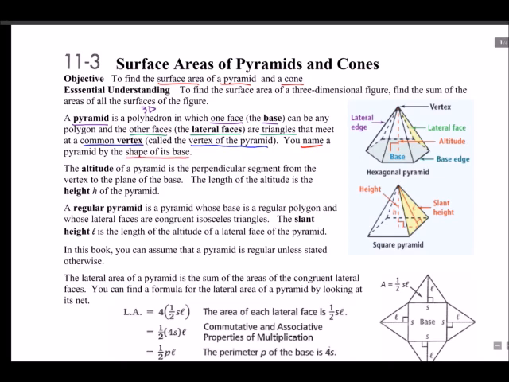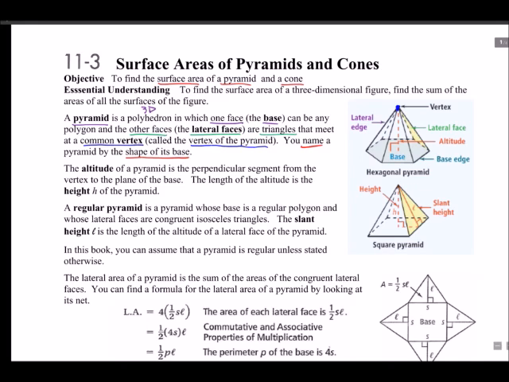So a lot of this is very much like our prisms, only in prisms we had two bases. In a pyramid we have one base. And then we have our lateral faces. In our prisms, they were rectangles. In our pyramid, they are triangles. And a pyramid has a point up at the top called the vertex.